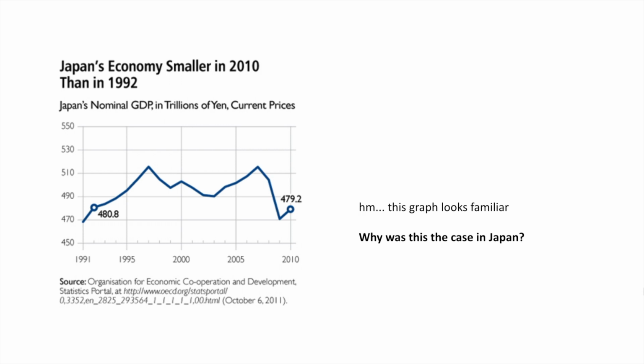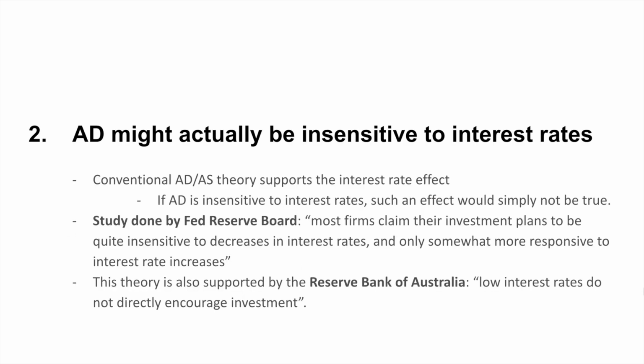Why might this be the case? Some Keynesian economics theorize that aggregate demand is actually insensitive to interest rates. If true, this would go against the conventional supply and demand theory. The interest rate effect states that a change in interest rate would lead to more investment spending and more interest-sensitive consumption, which is exactly why central banks implement quantitative easing and drive their interest rates to zero to encourage spending.